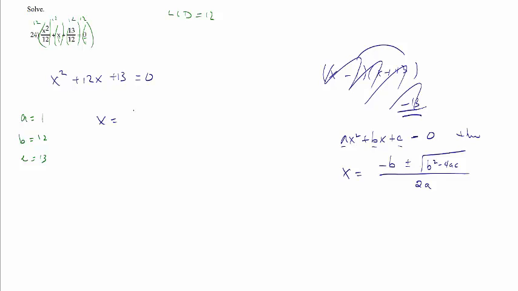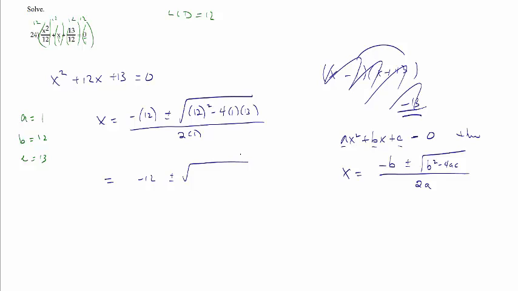So x is equal to negative b, negative 12, plus or minus the square root of b squared, so 12 squared, minus 4 times a times c, so 4 times 1 times 13, and then all over 2 times 1. Okay. Usually the mistakes I see students make with the quadratic formula involve signs. So just be extra careful with your signs when you're using the quadratic formula. So I have a negative 12 plus or minus.